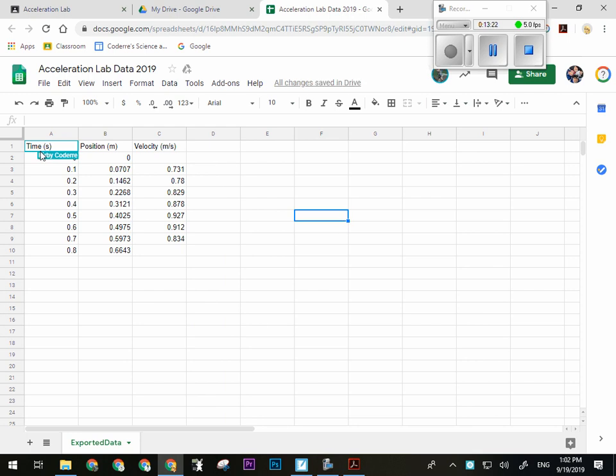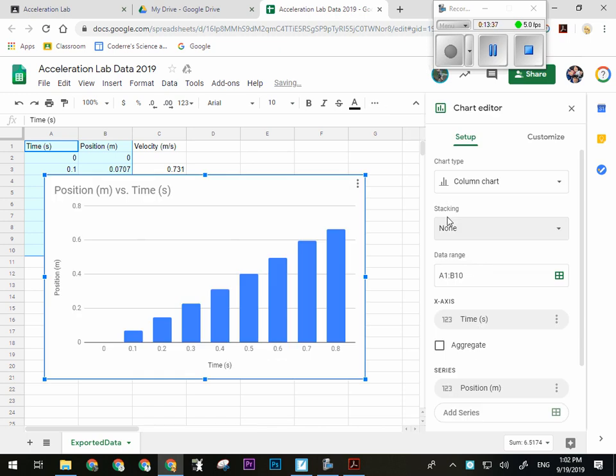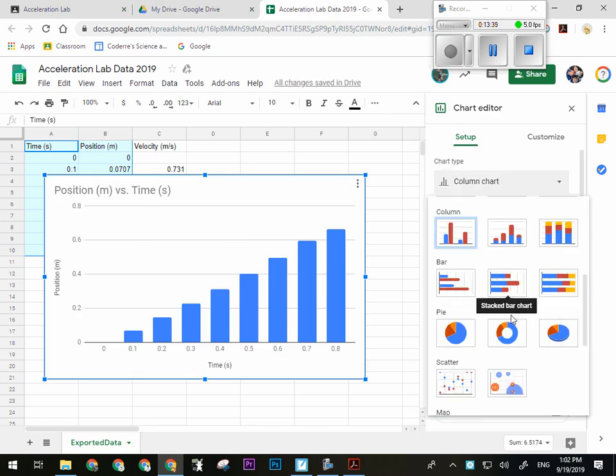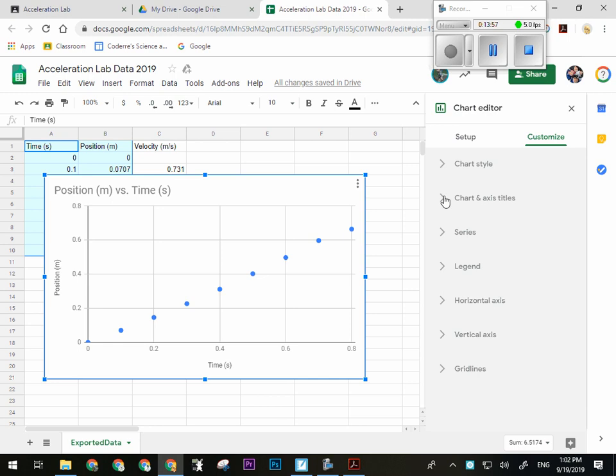I need to build two graphs. One's a position versus time graph, one's a velocity versus time graph. So I am going to simply highlight the data and put in a chart. I'm going to make it a scatter plot, same as last time. There are my points. They curve slightly, which is perfect. That's what they're supposed to do. Then I'm just going to go to customize because it already labeled everything nicely for me. I don't have to change anything there, except maybe the title, but I'll do that in customize.